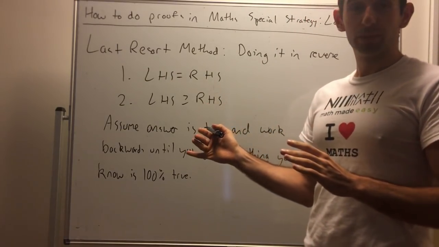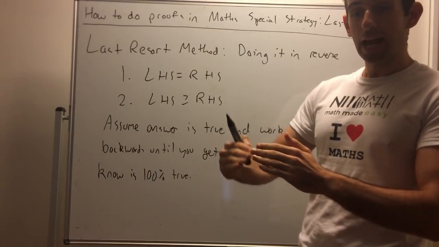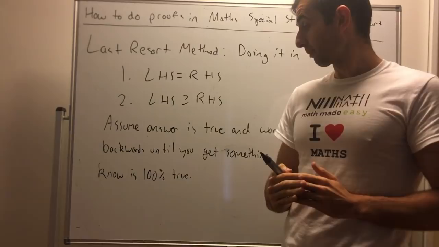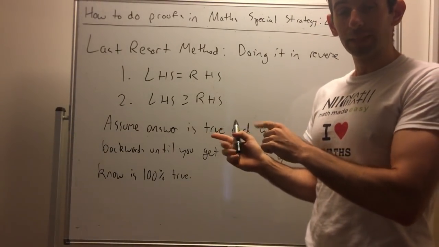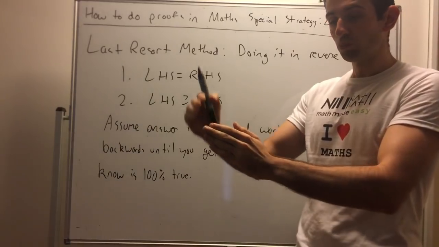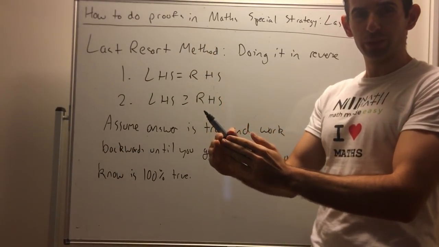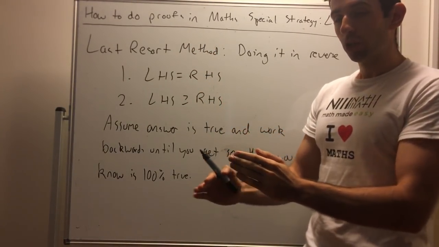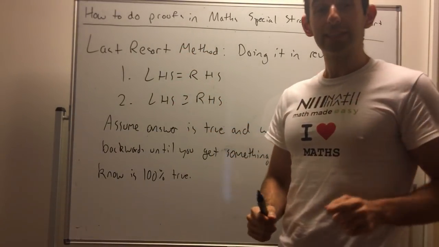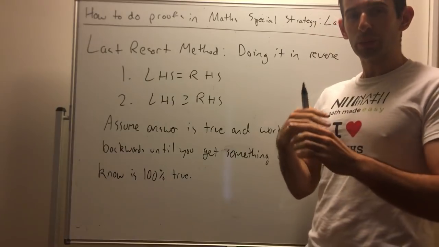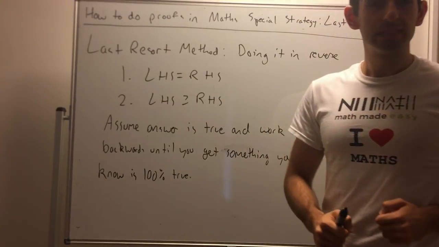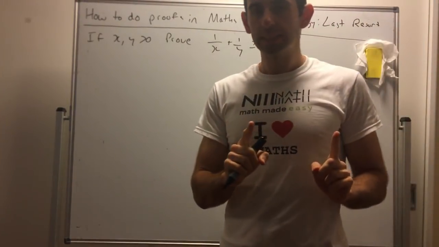And doing it in reverse shows you basically how you would do the question, or one way to do the question normally, right? So what we're going to do is use scrap paper to do it in reverse, and then in your exam, you're going to write it how you should do it properly, right? So let's look at two examples, one with an inequality, one with a trigonometry proof, of how to apply this last resort method.